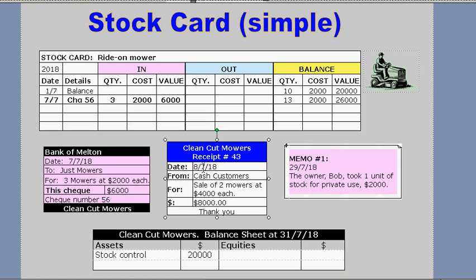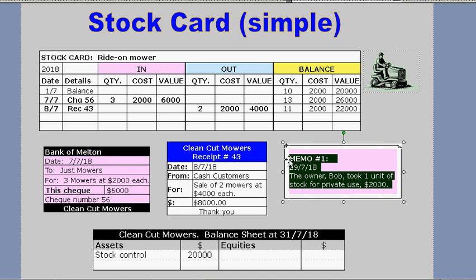This second transaction shows a cash sale, a sale of 2 mowers. We're not including GST in this example, and we just record that. Date 8th of the 7th, the receipt number goes in the details column. Because it's a sale, it's going to go out of the business, so 2 units go out at the original cost price. The stock card only records the cost price, not the selling price. So 2 units have gone out, so we're left with 11 units after that, and of course that brings us back to $22,000 worth of stock.